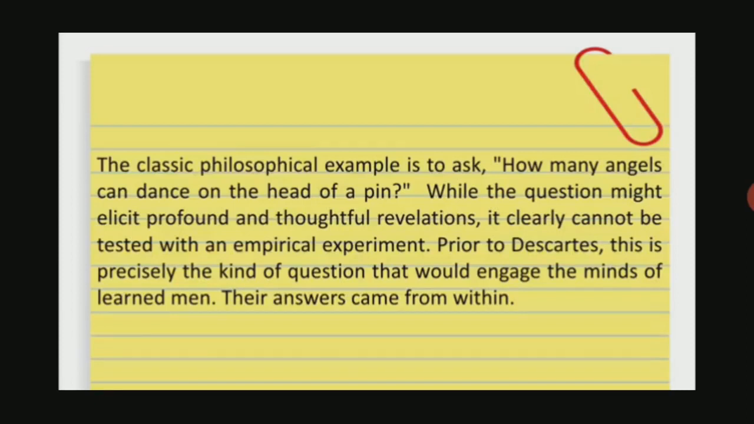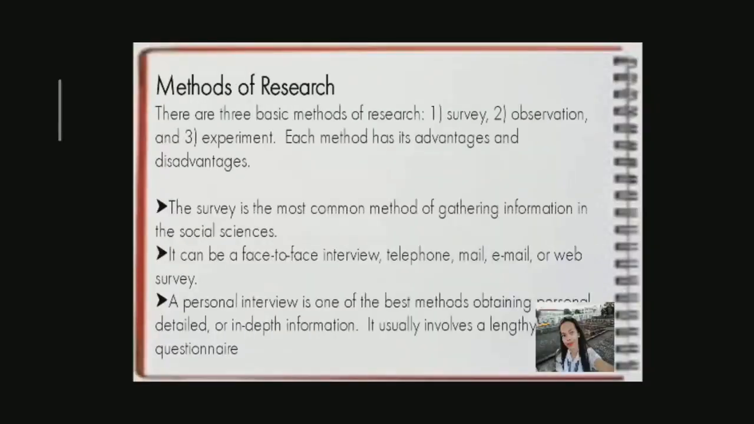Prior to Descartes, this is precisely the kind of question that would engage the minds of learned men. Their answers came from within. Let us now proceed to the methods of research. There are three basic methods of research: the survey, the observation, and the experiment. Each method has its advantages and disadvantages.